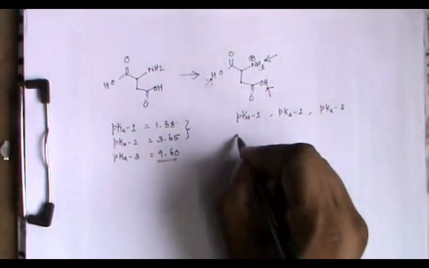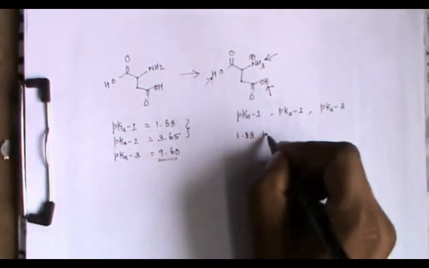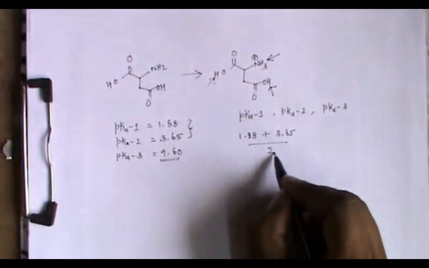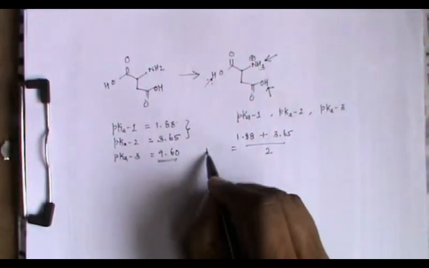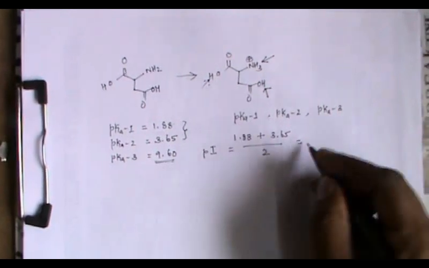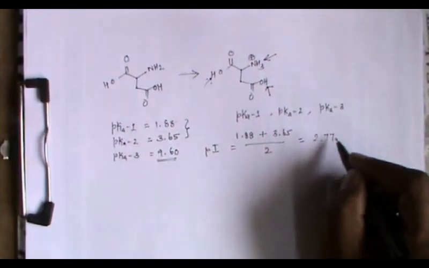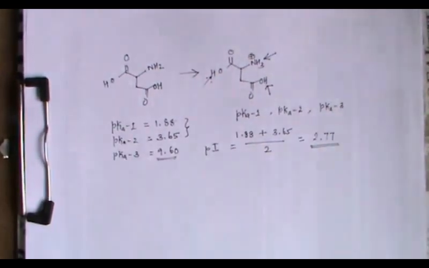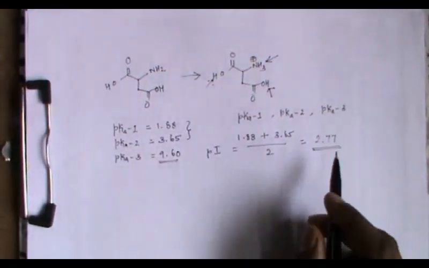So I add these two and I divide by 2. This is how I find the isoelectric point. What I get is 2.77. So at this pH, the molecule will be neutral.